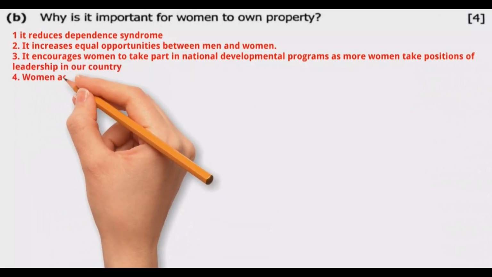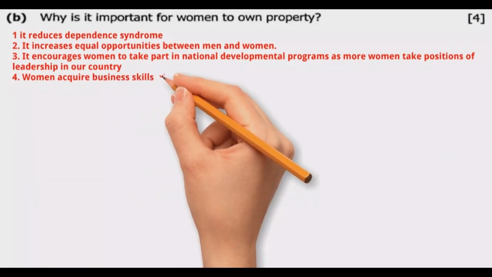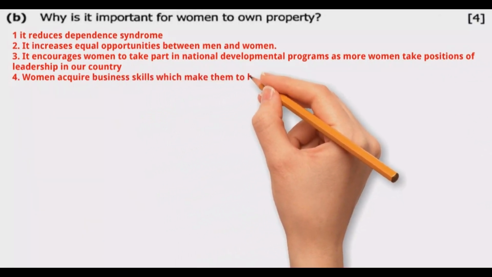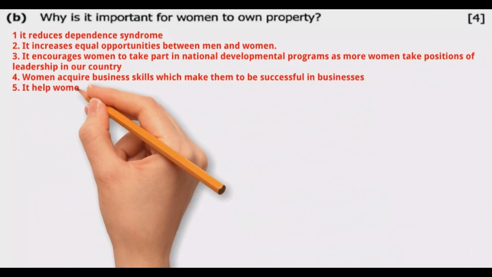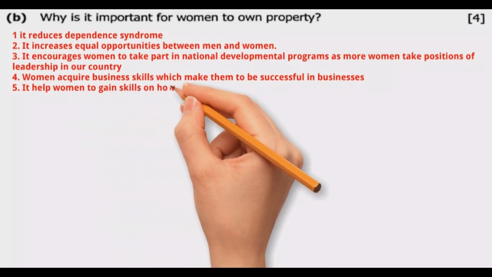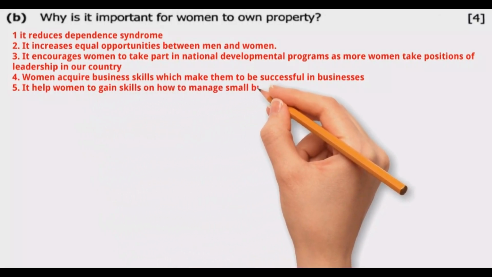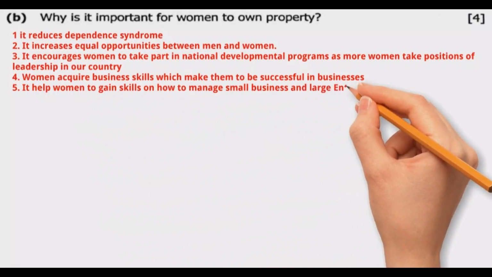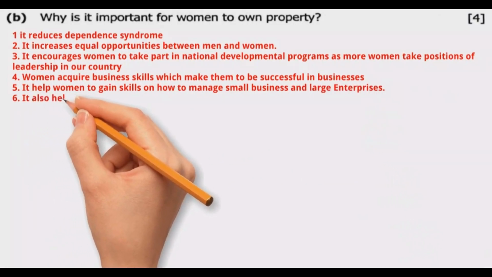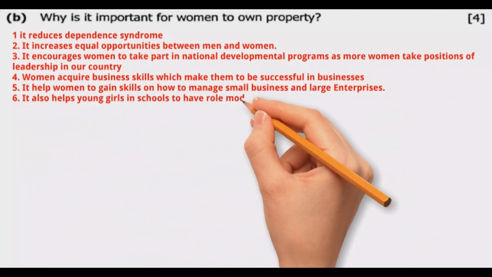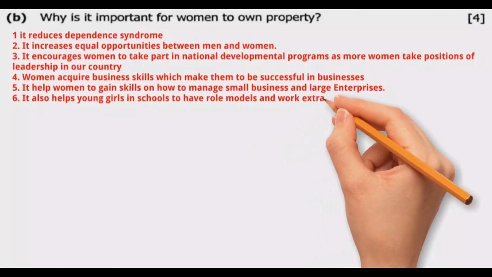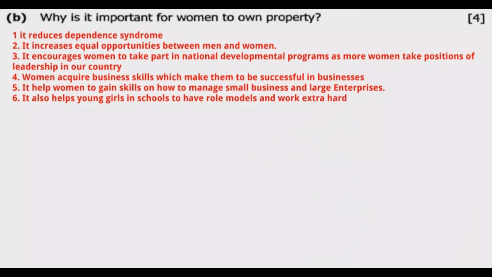Okay, that is number 3. Number 4, women acquire business skills which make them successful in businesses. It helps women to gain skills on how to manage small businesses and large enterprises. And it also helps young girls in schools have role models and work extra hard. Okay, so those are the points.